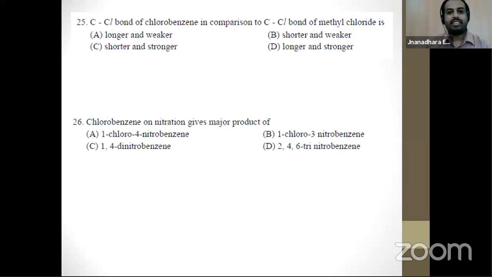Now, let me see how many more minutes remaining for me. Yes, I have solid 5 minutes. So let's try to pack in as many questions as possible. It depends on how well you respond. First, that is question number 25. Carbon-chlorine bond of chlorobenzene in comparison to carbon-chlorine bond of methyl chloride. I'm straight away getting responses here. Let me check.